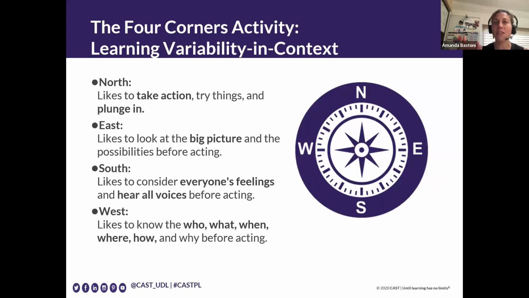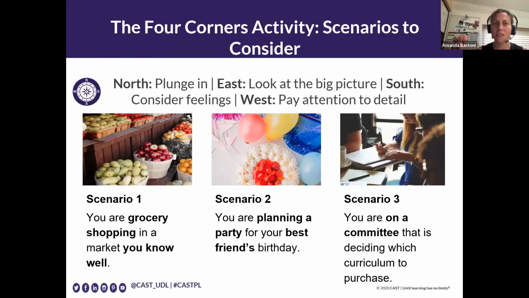Another try it yourself activity is the 4 corners activity, where we ask folks to stand up, to move around the room, to think of themselves contextually as a learner. And I ask them to identify as either a north, you like to take action, an east, you like to see the big picture, a south, you like to consider everyone's feelings and hear all voices, or a west, you like to know all the details, who, what, when, where, why, how. And then you offer learners some questions. Consider some scenarios and some activities, and are you a north, south, east, or west when these various activities happen? This is a great activity to do with learners.